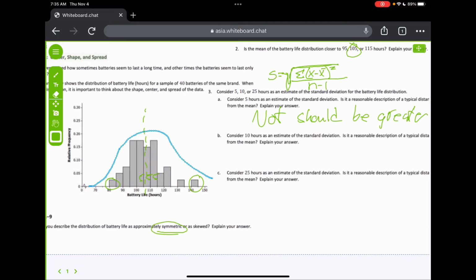Okay, now consider 10. What about 10? Well, if we were to go 10, we would go to here, and we would go to here. Well, that's about half of this, half of the left side. Okay, so yeah, we could say, yes, this could happen. Okay, and we would say probably yes, because that's when the greatest change occurs.